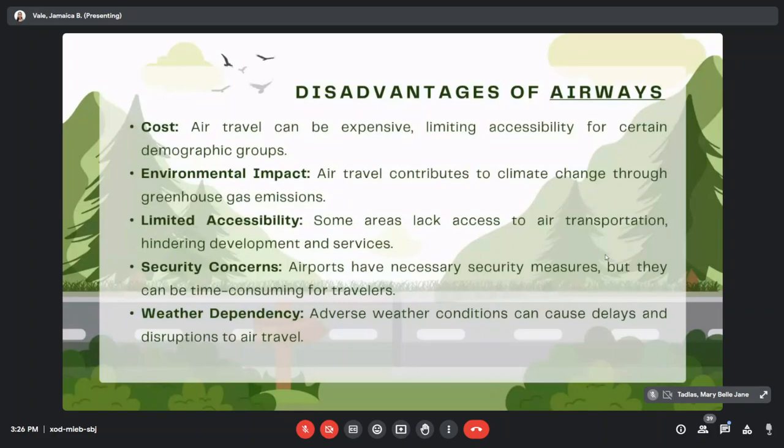Next would be security concerns. Since airports have security measures, it is time-consuming. That's why it is another part of the disadvantages of airways. And then last would be weather dependency. Adverse weather conditions can cause delays and disruptions to air travel.